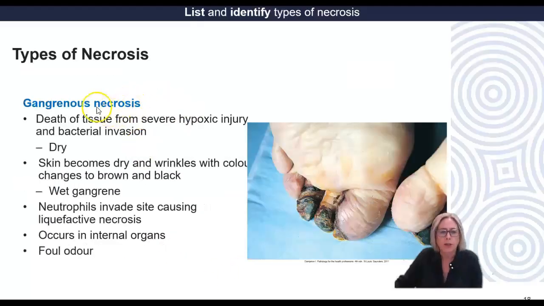And finally, just looking at gangrenous necrosis, which describes death of tissue from severe hypoxic injury and then bacterial invasion.